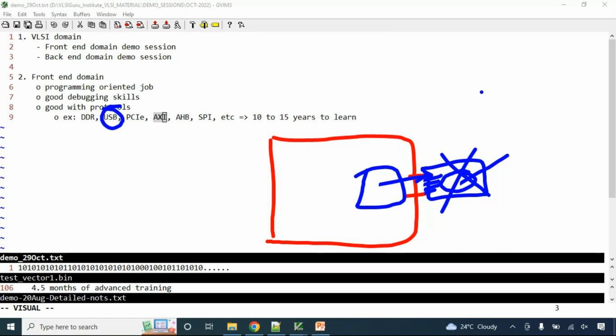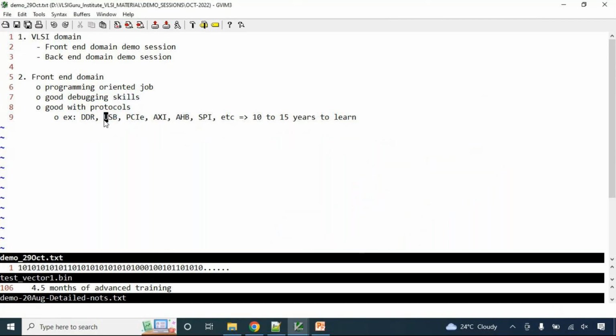Different protocols have different guidelines for how transfers will happen from one device to another device, and how the response will come. Those guidelines are what we call protocols. Is it clear to you? Yes, yes, thanks. Next, they should be good with the protocols. Mostly this much knowledge is sufficient.